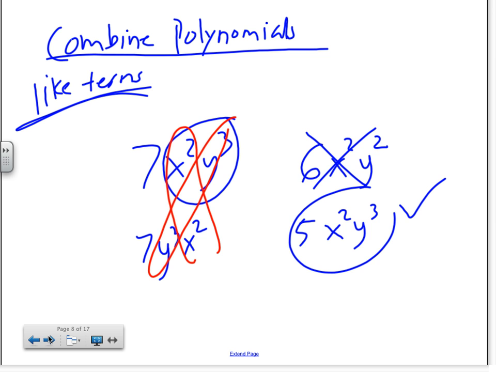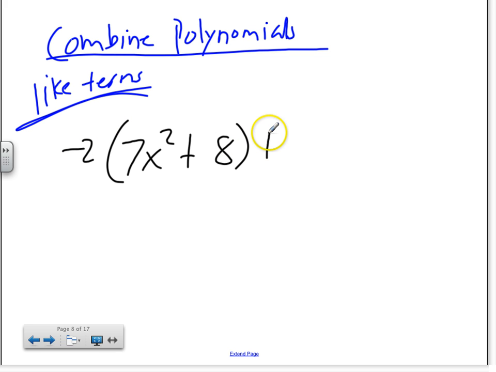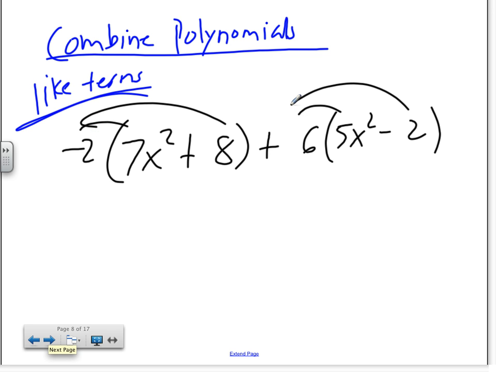Okay? All right, so moving on here. So now we know what like terms are. Let's take a look at a sample problem. So imagine I have this polynomial right here. How do I simplify this? Oh, distribute, just like always. So we see something like this that we recognize, hey, I can certainly distribute. Let's do that. What will this get you?